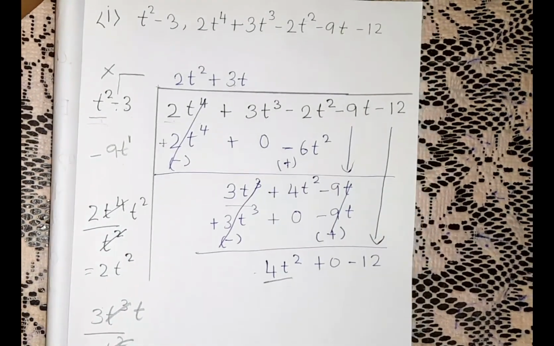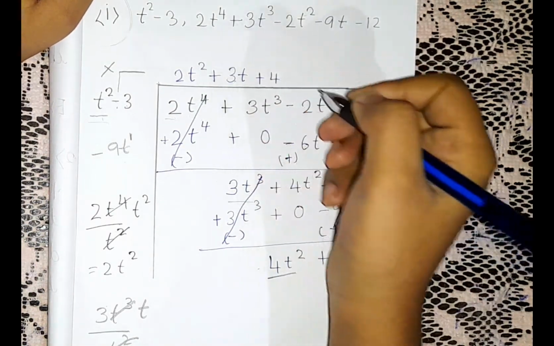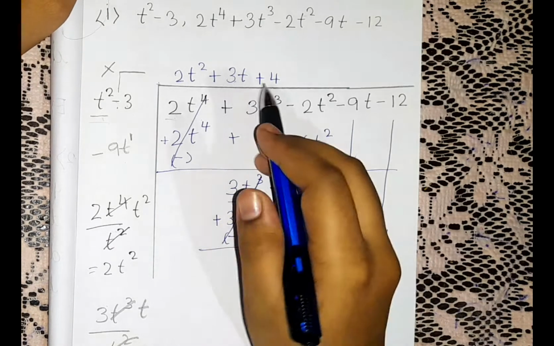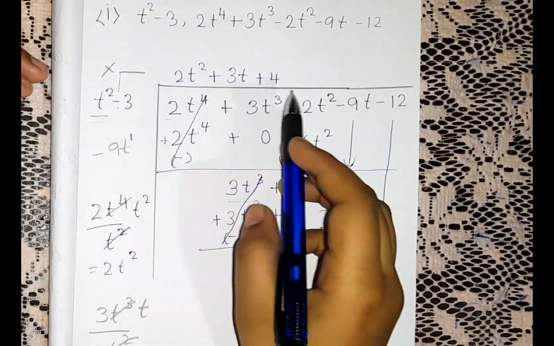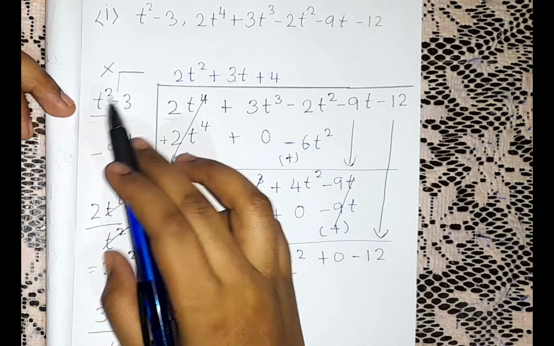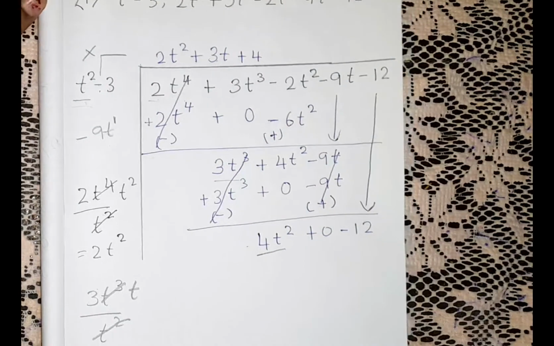So let me just show that. Okay, so I'm going to be writing plus 4. Why? Because when we divided 4t square by t square, we got 4 as a balance number. So we took plus 4. Plus 4, we are going to be multiplying it. So plus 4, first plus into plus is, of course, plus, and 4 into t square is 4t square. So it is plus 4t square.